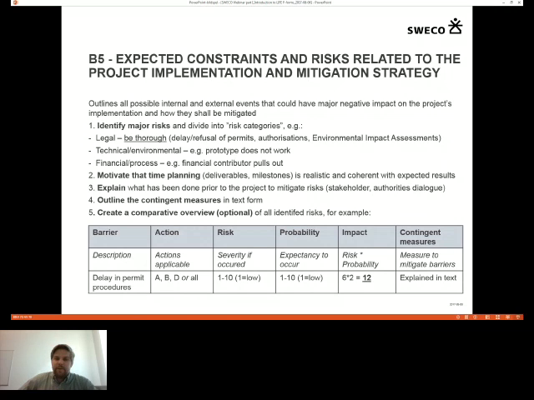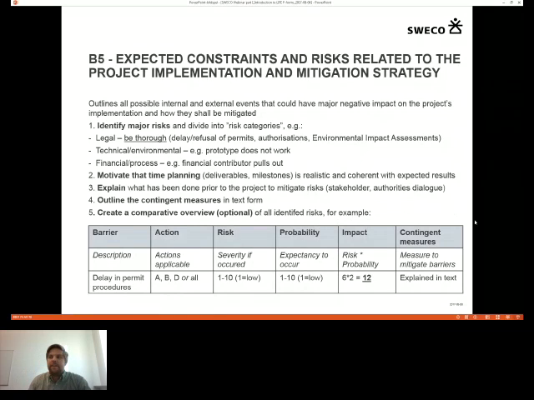And then you show the weighted impact of this risk, which would be the risk multiplied with the probability. And then you get an impact for each of the different barriers, and you will be able to see which of them is more severe, which is more serious. And then you also have a way to sort them in the table as well as in the text. And in the text, you explain what contingent measures you take to mitigate the risks.